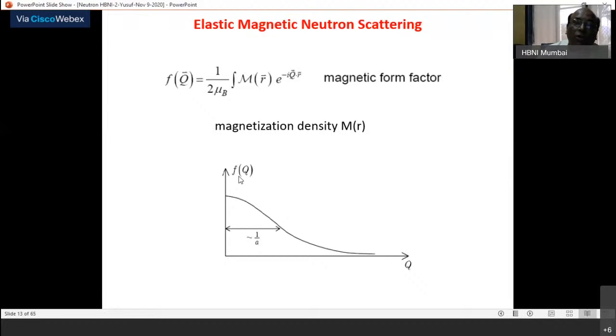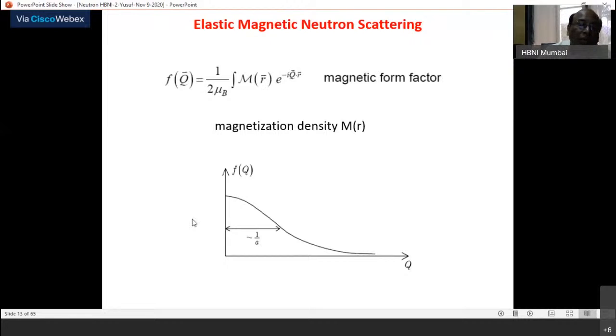But of course, I must clarify at this point, in the case of X-ray diffraction, all the electrons, all Z electrons in your atom or ion, that electronic charge distribution, the Fourier transformation of that gives you form factor. Whereas in the magnetic case, only the magnetization density distribution, meaning magnetization arising out of unpaired electrons in the shell of 3D or 4F, causes this form factor. Okay, so that's why this is the form factor dependence.